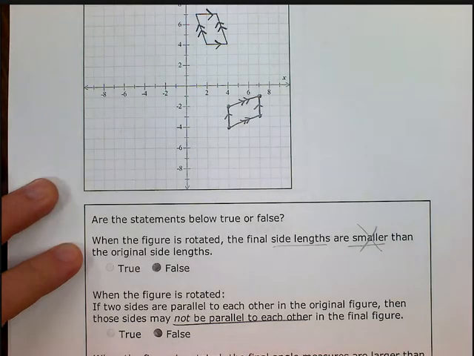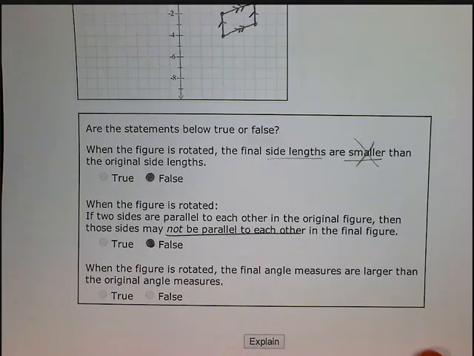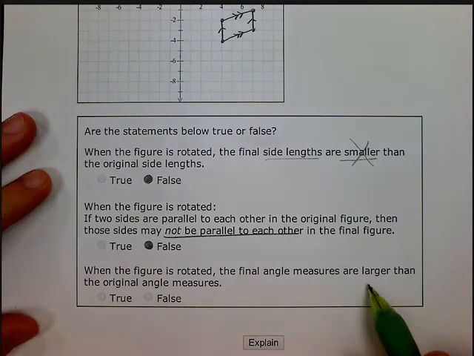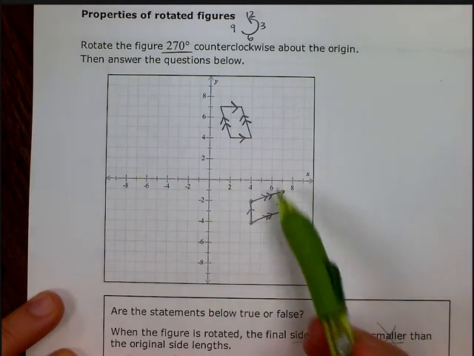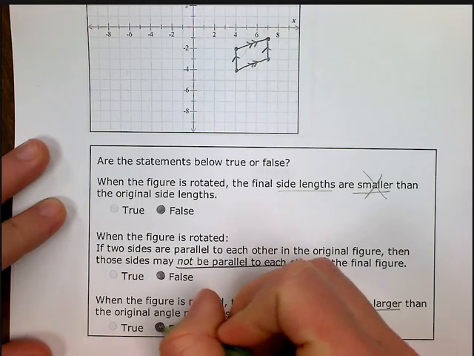And last but not least, it says, when the figure is rotated, the final angle measures are larger than the original angle measures. Do my angles change at all? When I just move this thing around, does it change any of my corners in here? It does not. So this is also false because we didn't change any angle measures.